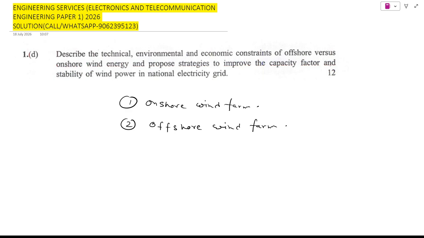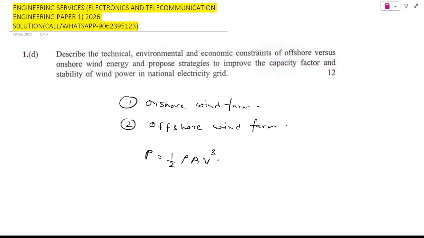Power available in wind. This is P equal to half into rho A V cubed. Okay, where rho is the air density, A is the swept area, and V is the wind velocity. And notice something interesting. Wind speed is raised to the power of 3. That means if wind speed doubles, power becomes 2 cubed, that is 8 times larger. So that is exactly why the offshore wind farms are so attractive.